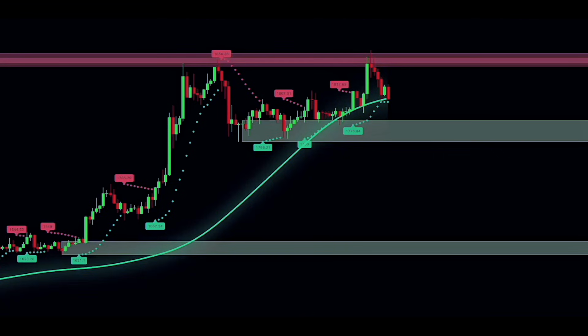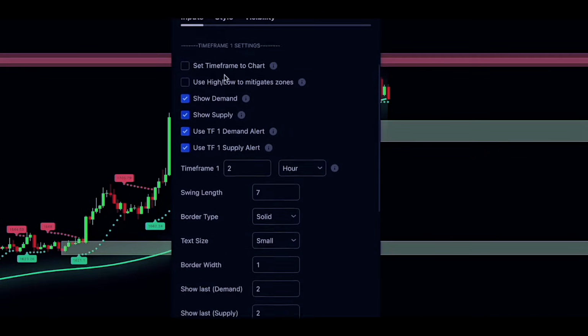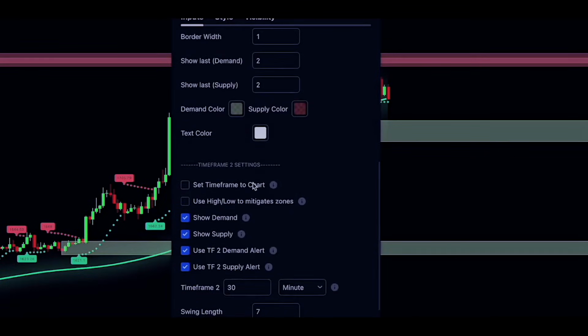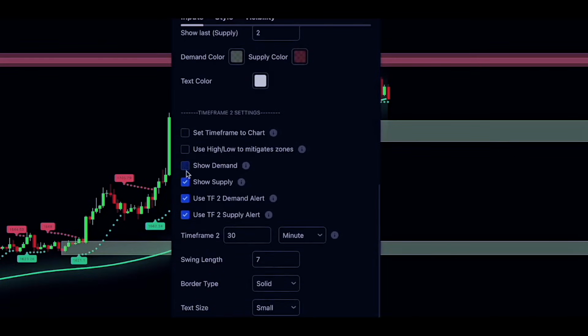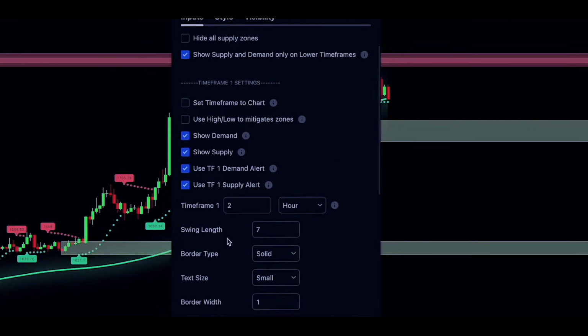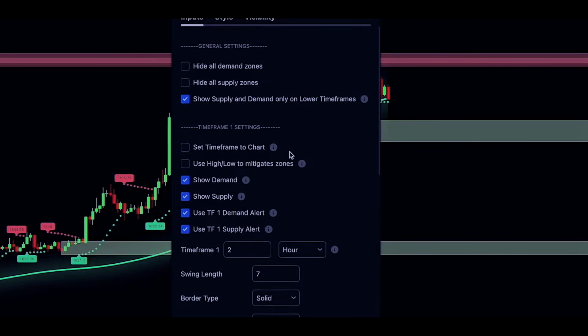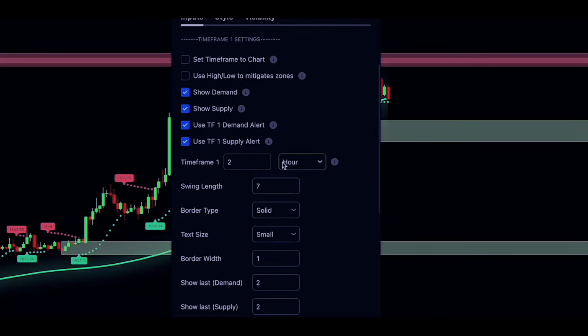Before using it, let's customize the settings. The script lets you select 2 time frames. But for this strategy, disable the second one to keep your chart clean. In the first time frame setting, enable the 2-hour chart. If you're trading lower time frames like 5 or 15 minutes, I suggest using the 1-hour chart instead for supply and demand zones. Once you've finished making these changes, click OK.